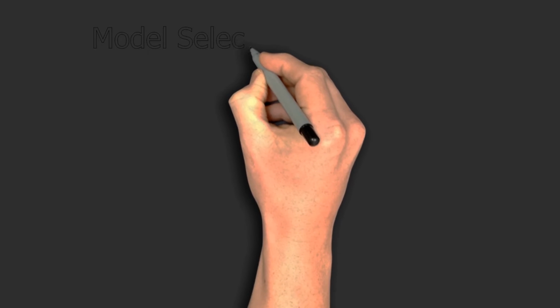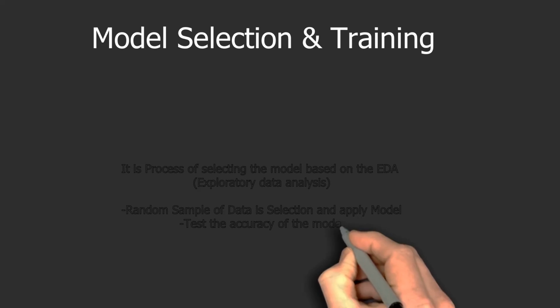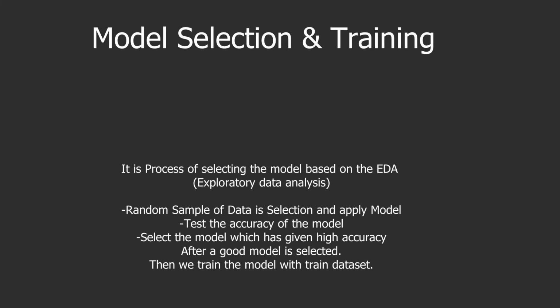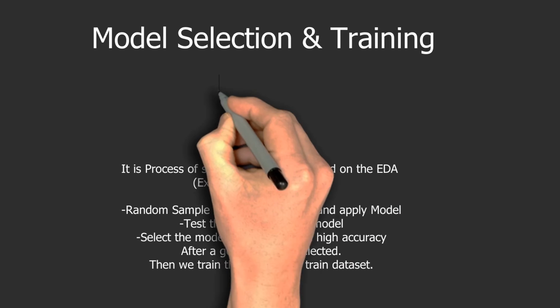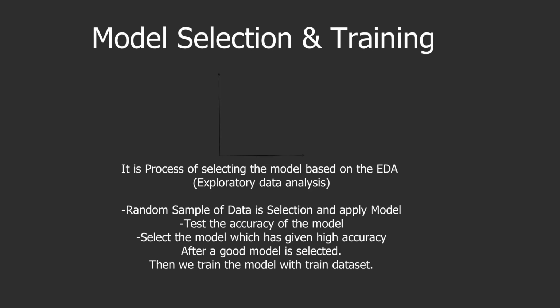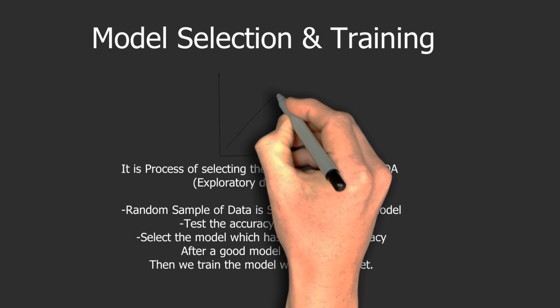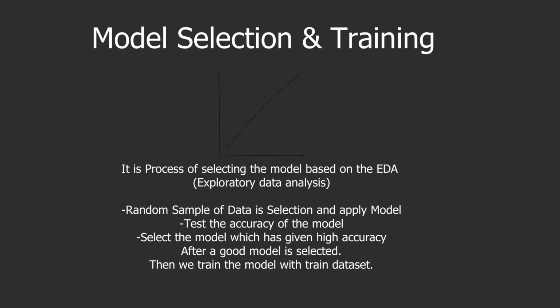Model selection and training. In this process, we will select the model and train on the dataset. This is a continuous process, as one model may not be suitable for the dataset we have selected. New models will be selected and trained here. We will do this process until we get a good predicted value. Regression, classification, clustering models are among the many types of models that are available.